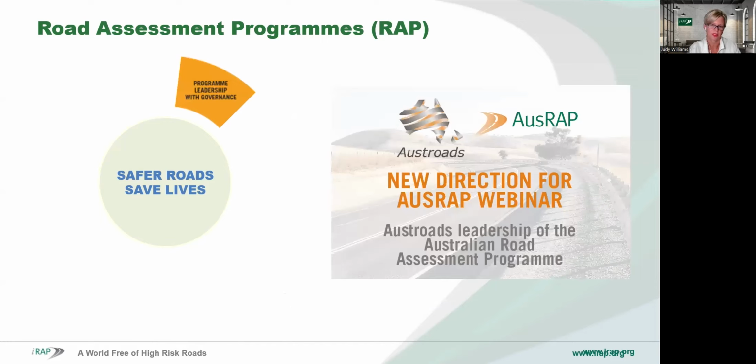Program leadership is important. Whether it's one local champion that's able to bring together others, or like in Australia where AusRAP is led by a committee that's organised by the road authorities, we know that programs are more likely to be successful if they have strong and inspiring leadership.